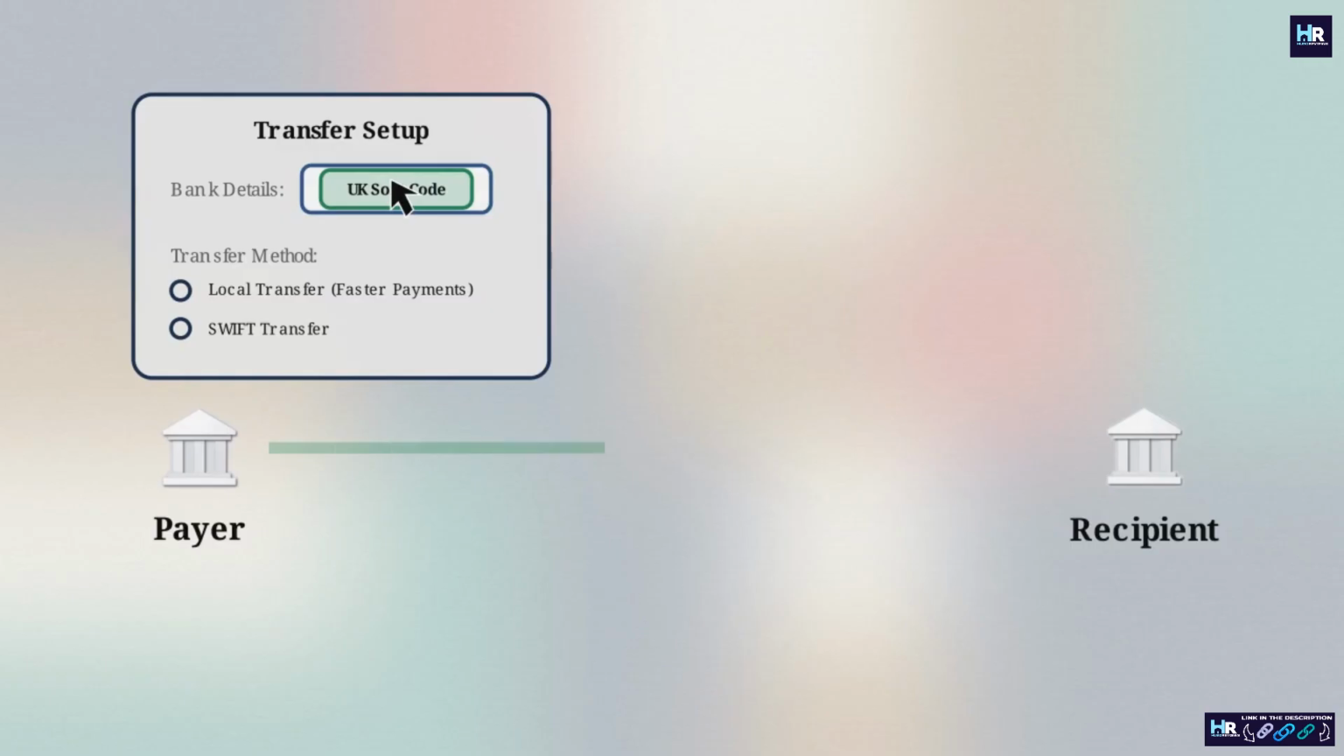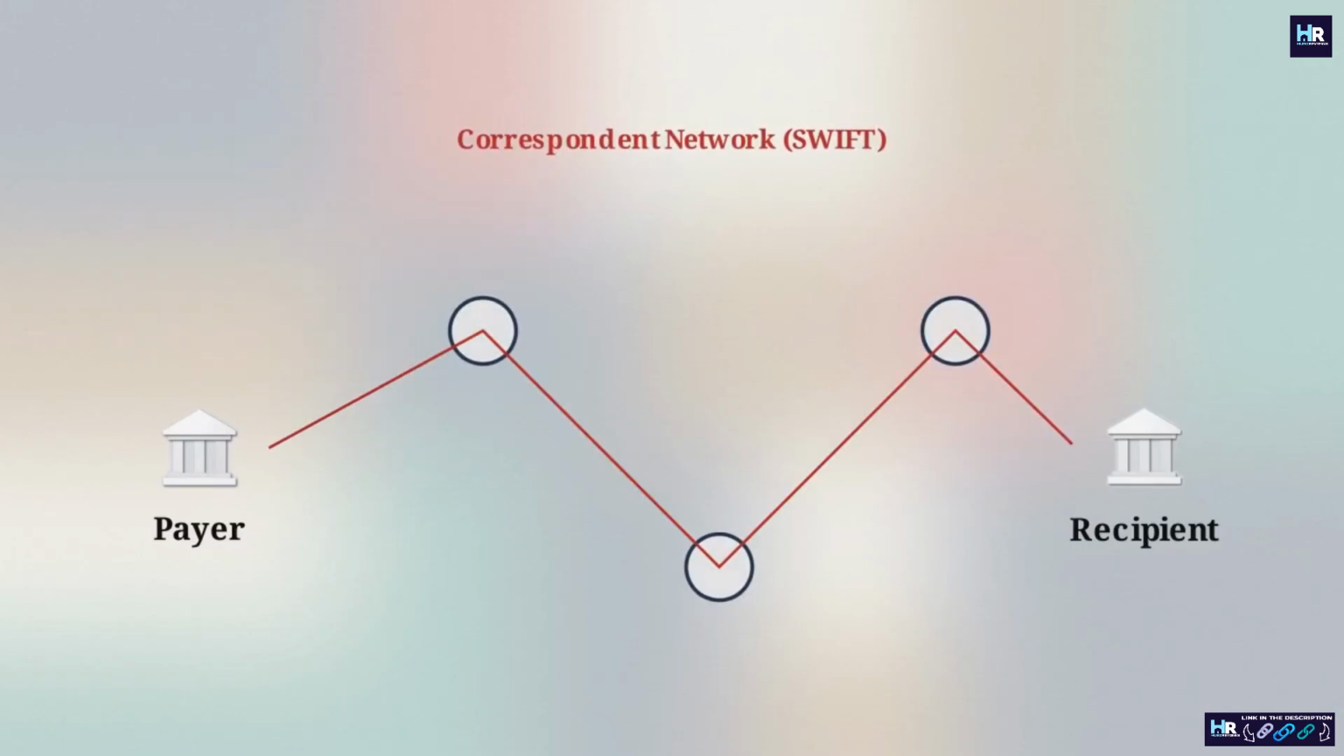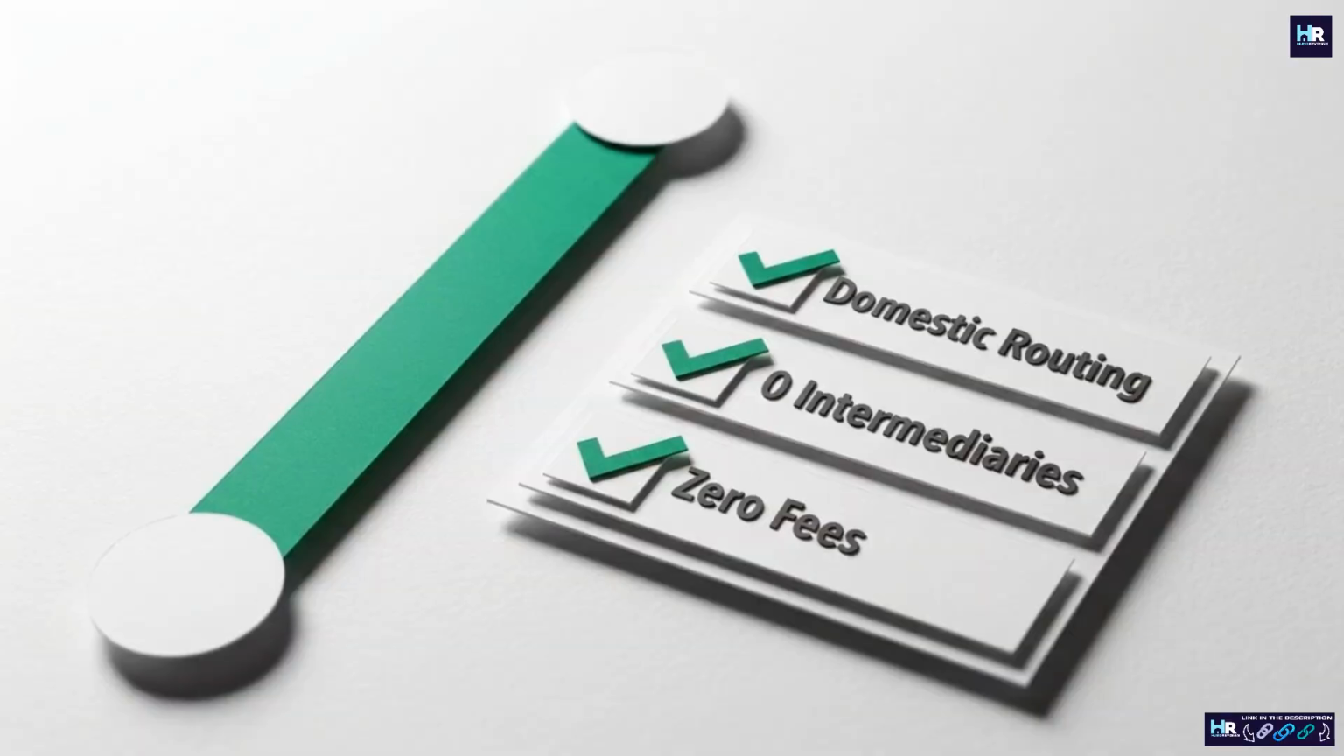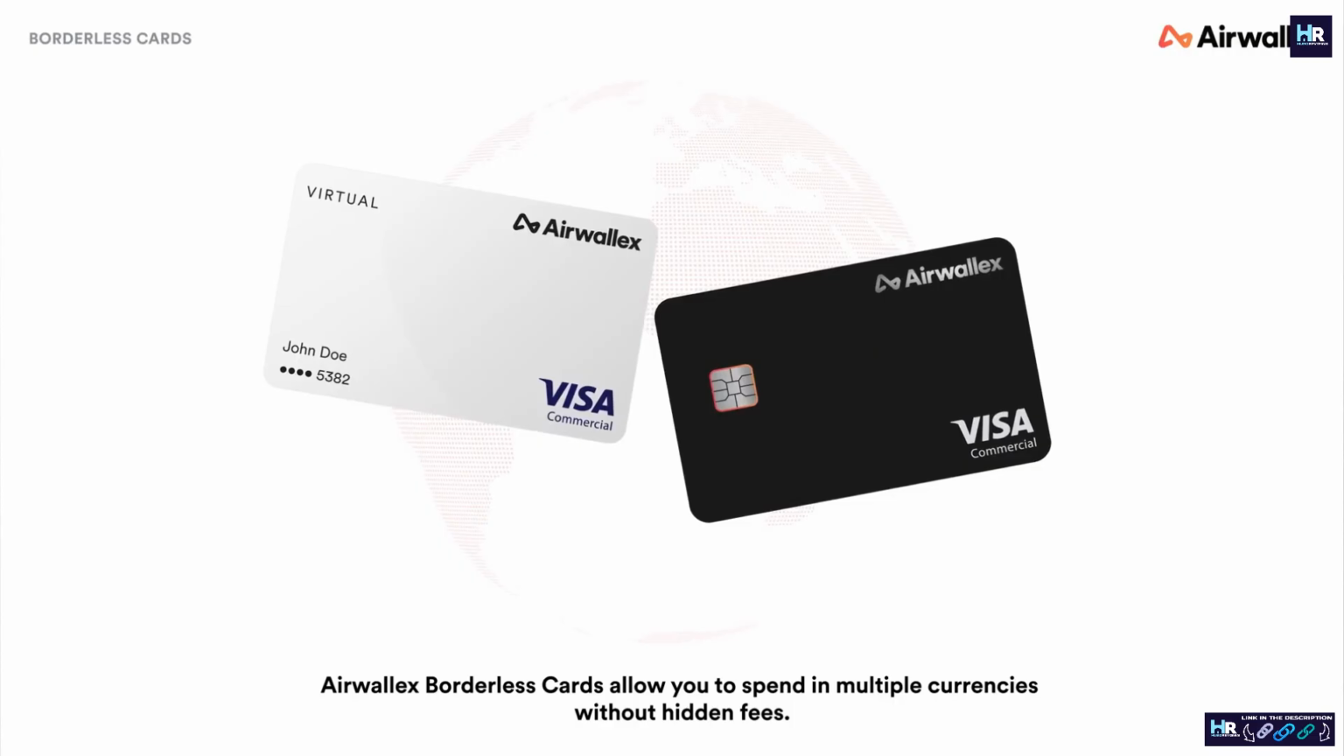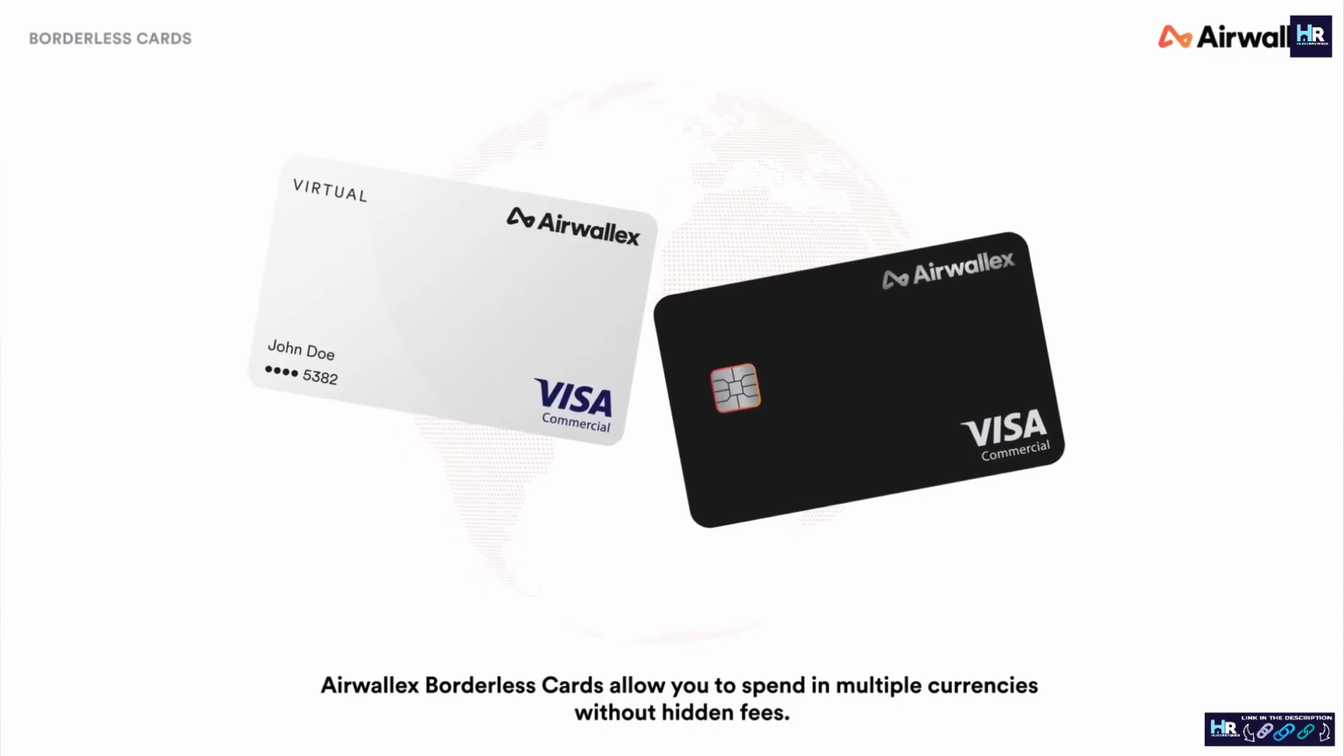If a client takes your local UK sort code but selects SWIFT transfer on their end, the funds get pushed out of the domestic rail and back into the legacy correspondent network, re-triggering the exact fees you set out to avoid. Providing exact instructions alongside your new account details guarantees the payment stays on zero-fee domestic routing.